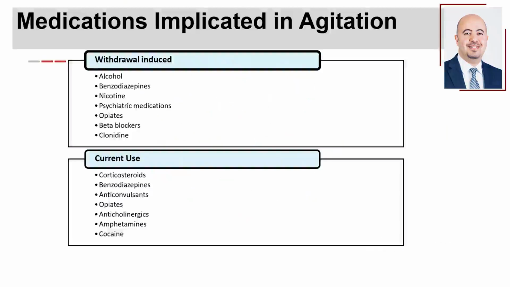there are drugs that if we stop them the patients become agitated, like benzodiazepines, alcohol, nicotine, even beta blockers and clonidine. If you stop them abruptly and the patient was used to them, they can get agitated. On the other hand, there are medications we give to patients that cause agitation: steroids, which is very common to be given, benzodiazepines, anticholinergics, or if the patient came to the hospital and he's using some drugs like amphetamine or cocaine. These can cause a lot of agitation.